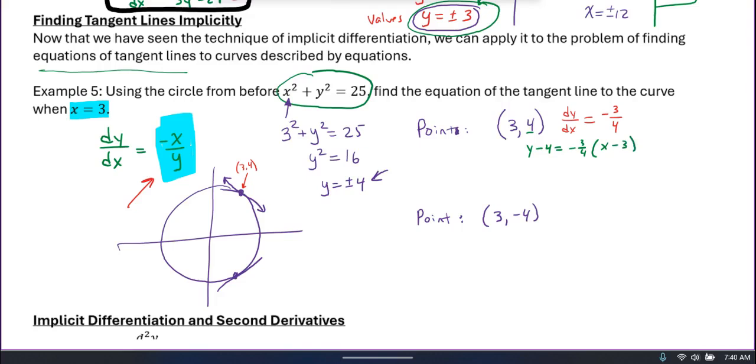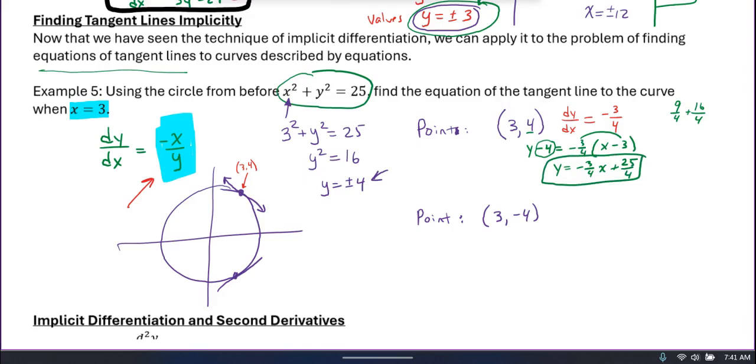If you wanted to distribute, you can go into slope-intercept form. Let's do that. Negative 3/4 times x is negative 3/4 x. When you distribute negative 3/4 times negative 3, you get 9/4. Then you're going to add 4 to both sides. And when you add 4, that's the same as adding 16/4. And so that's going to be 25/4. So that would be the equation of that line.